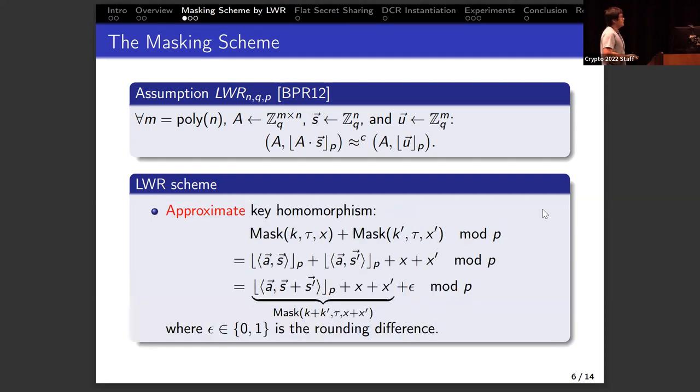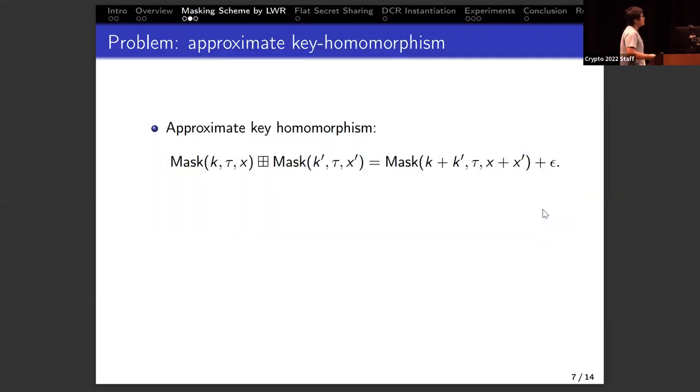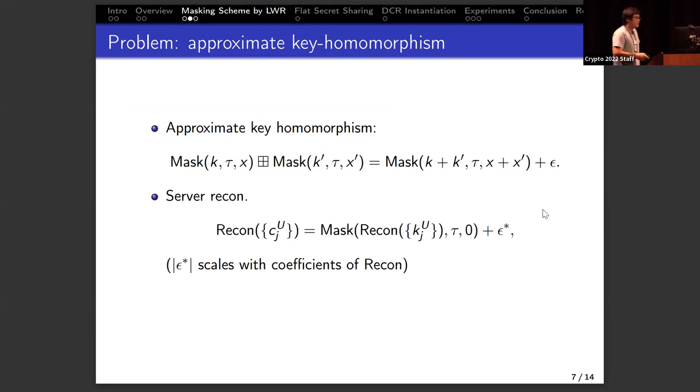However, the scheme only has approximate key homomorphism, as shown on the slides, because of the rounding difference, which is either zero or one. This causes a problem during homomorphic evaluation, which creates this error term epsilon. In particular, when the server homomorphically evaluates the secret sharing reconstruction algorithm, it creates an error term epsilon star that scales with the coefficient of reconstruction. So if we use Shamir's secret sharing here, which has arbitrarily large coefficients, then the error term epsilon star will be so large that it overwhelms the message we want to recover.